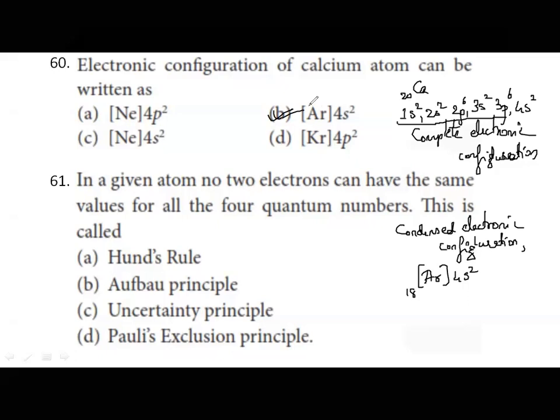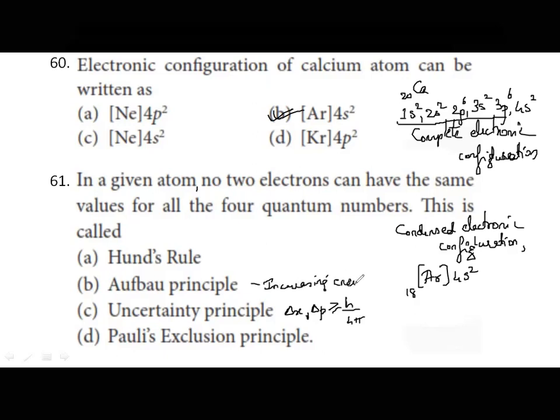Correct? Okay. In a given atom, no two electrons can have the same values of all four quantum numbers. This is called... see, we have studied all the principles. What does the uncertainty principle say? It is impossible to determine both position and momentum of an electron simultaneously. So delta x into delta p is greater than or equal to h by 4 pi. What does the Aufbau principle say? Filling up of the electrons into the orbitals is in the order of increasing energies.